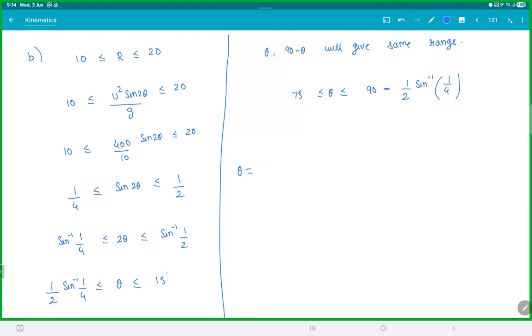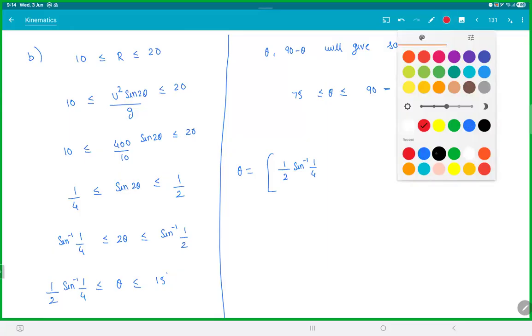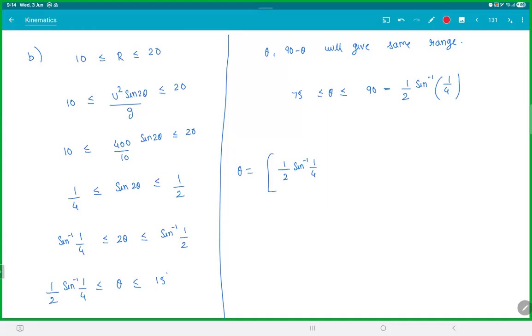So theta must lie between half sine inverse 1/4. If they have given you this angle, I think this will come out to be some 11.25, I guess, last time I calculated this. Something you'll get around roughly 11.25 degrees. You need not know this. I kept it in a calculator and it gave it. To 15 degrees, union, 75 degrees to 90 minus half sine inverse 1/4.